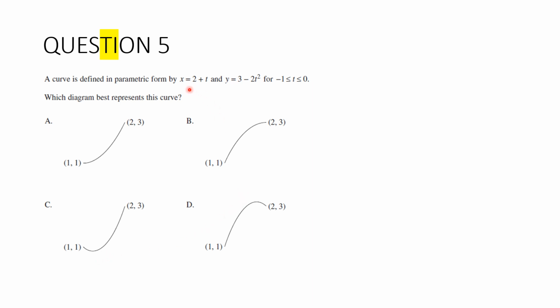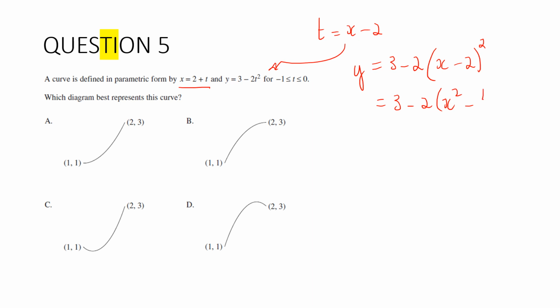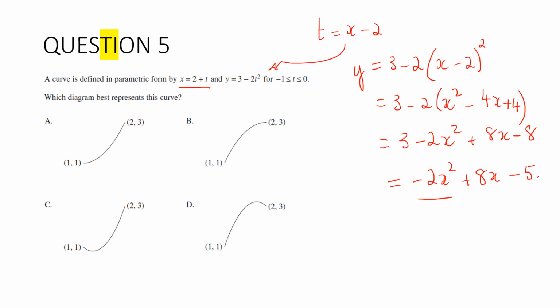So the best thing to do here is to make a Cartesian equation. So I'm going to start by making t the subject. So looking at this one here, t is equal to x minus 2, and then substituting that in here. y is equal to 3, take away 2, and then x minus 2 all squared, and let's tidy it up. x squared minus 4x plus 4 is equal to 3 minus 2x squared plus 8x minus 8. So we have got negative 2x squared plus 8x minus 5. All right, we have concave down.